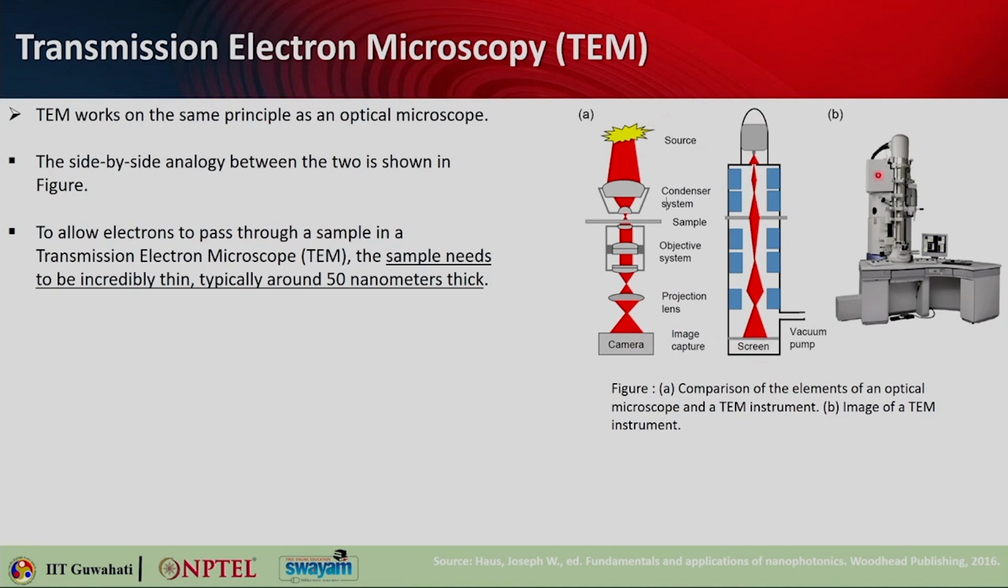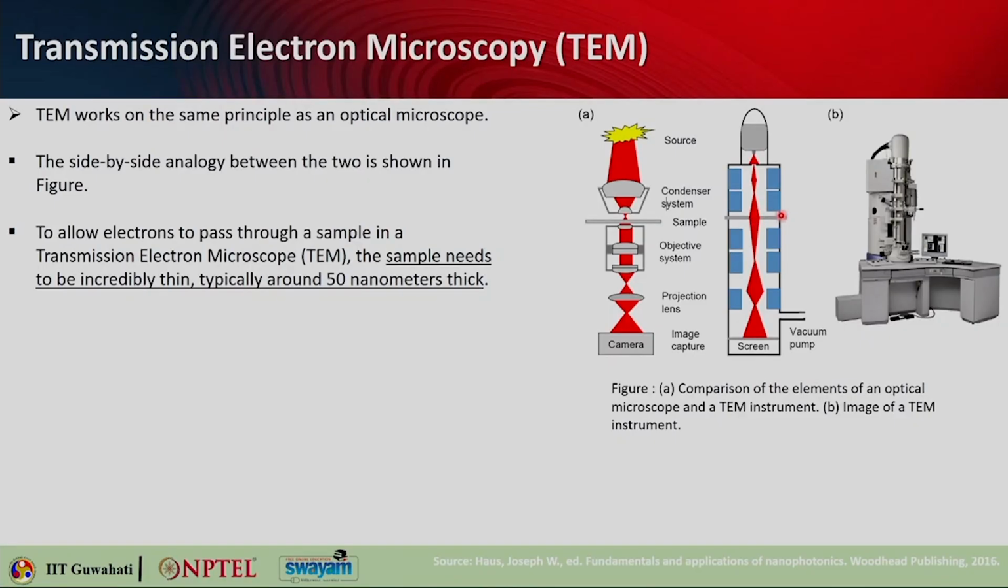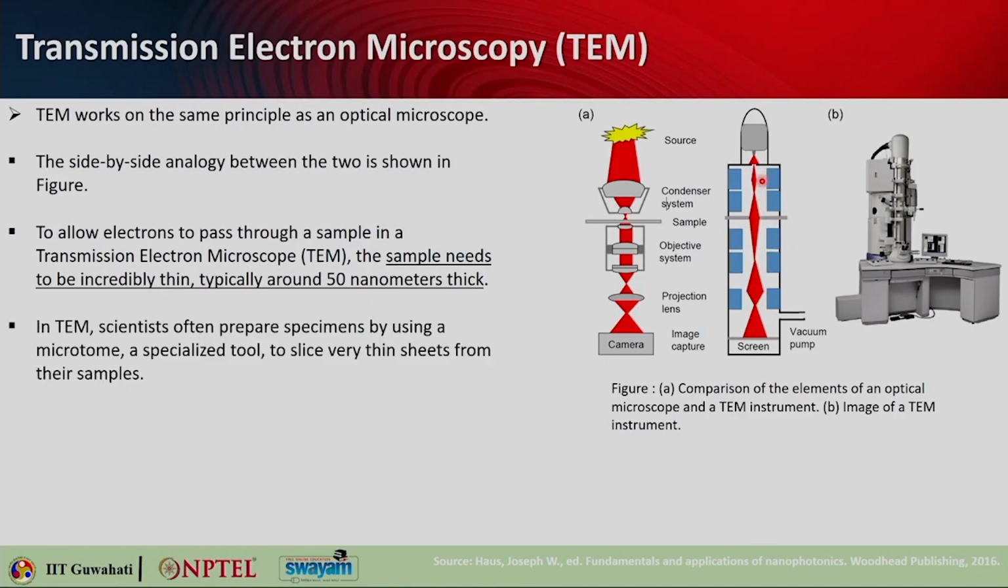Fine. So this is typically how a TEM instrument will look like in your nanotechnology center. So you have the electron source here, which allows the electrons to be generated, and then you need a sample, but in this case there is a catch. The sample has to be thin. It should be very thin, typically 50 nanometers, so that there is transmission through this sample.